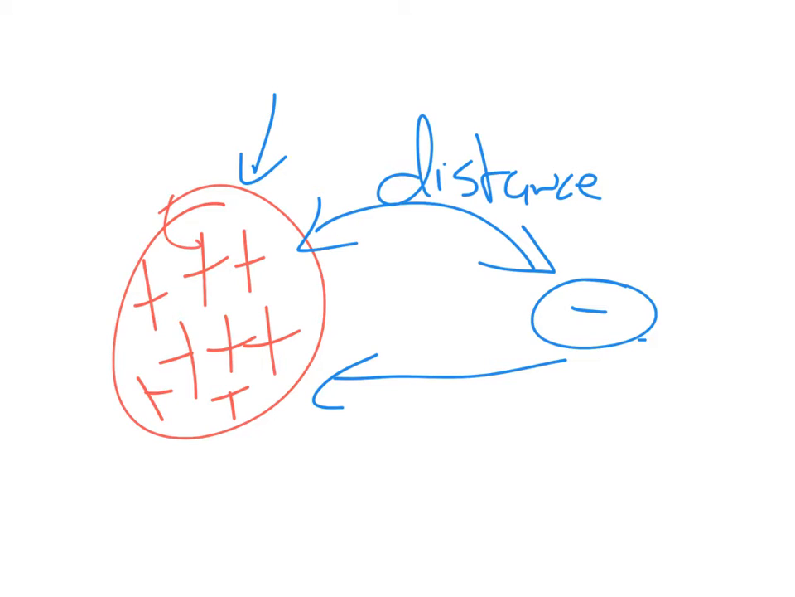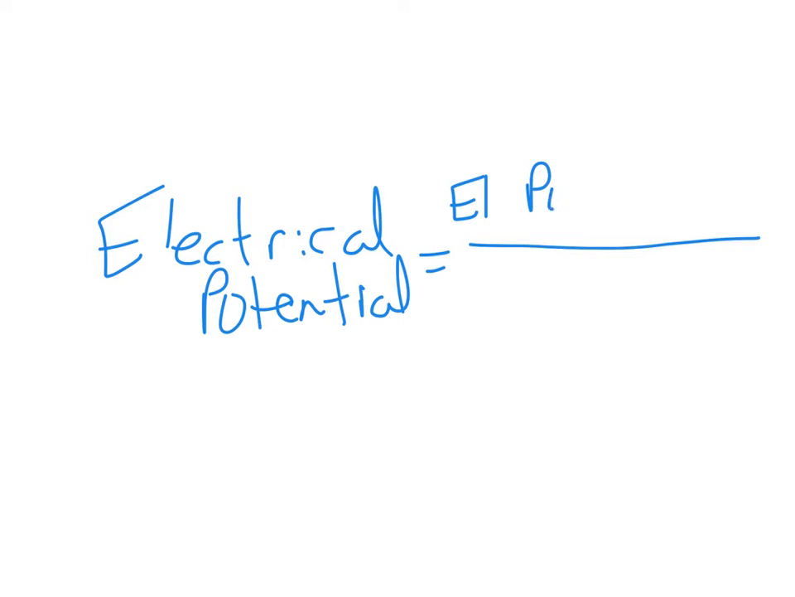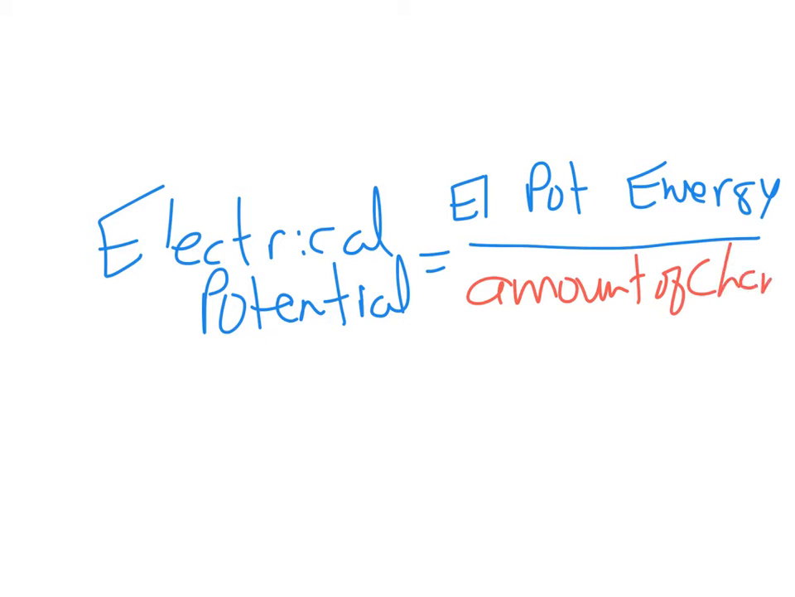So our separation of charge is really going to affect the whole concept of our energy to do stuff. Now, sometimes we'll refer to a battery as a potential energy. So we're going to look at a couple of definitions. Electrical potential is equal to electrical potential energy divided by the amount of charge.